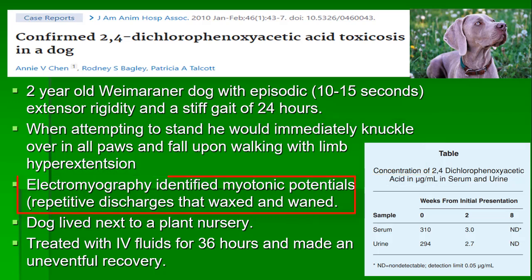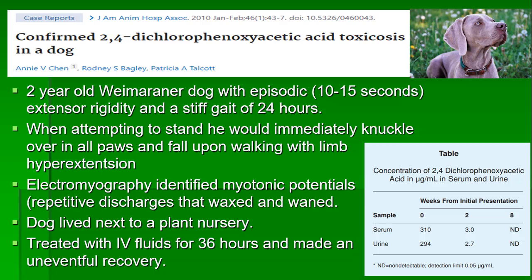The most sensitive effect of the toxicosis is found when we do an electromyogram. Basically, we're going to see repeated discharges that wax and wane. They could not really identify a particular source, but the owner mentioned that the animal had access to a nearby plant nursery. They detected concentrations of 2,4-D in both the serum and the urine, which obviously confirmed the exposure. The dog was only given IV fluids for 36 hours, and he made an uneventful recovery.